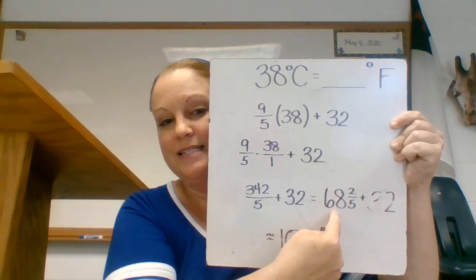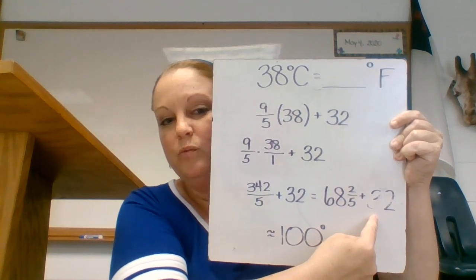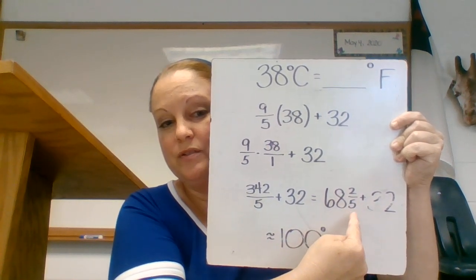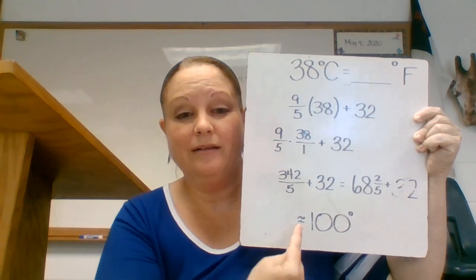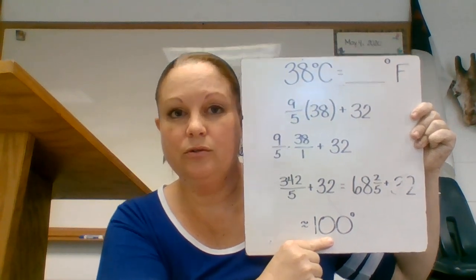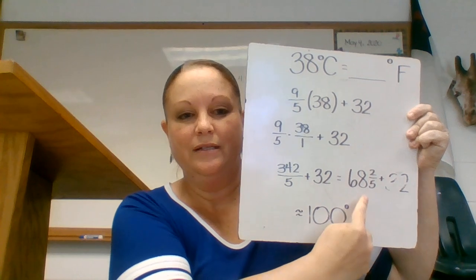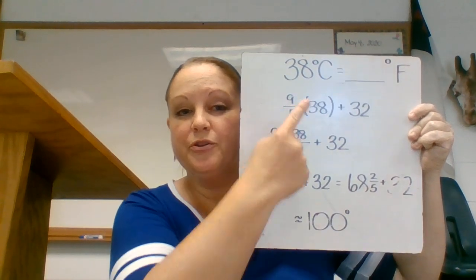We can simplify that to 68 2/5 plus 32, which is going to be 100 2/5, not close enough to make us round up to 101. So it's about 100. We always round to the closest whole degree. 2/5 is not over half, so it's not enough to bump it up to 101. So 38 degrees Celsius is about 100 degrees Fahrenheit. Hopefully you remember that. Let's go over some other formulas, because you are going to use them as well.